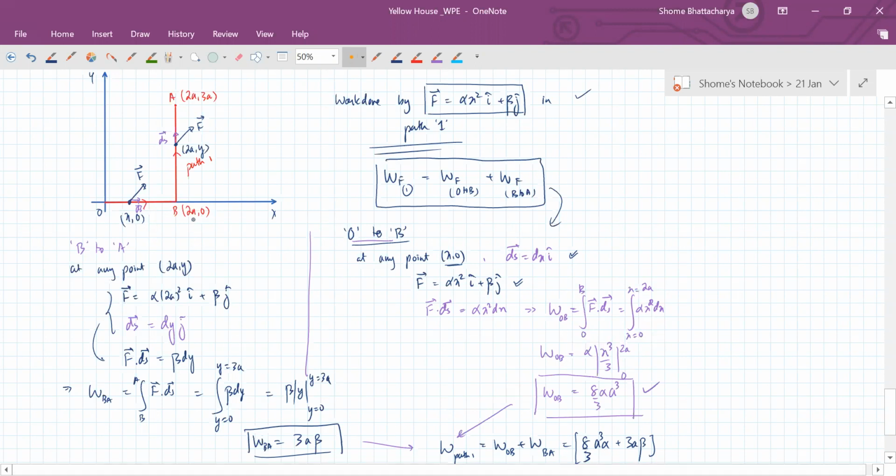Now repeat that same process from B to A, where it's going along the vertical line. So the x coordinate is fixed at every point, but the y coordinate is varying between 0 and 3a. So substitute these coordinates in the formula of the force. This is the value of the force, and substitute the displacement as along the y-axis, so it is dy j cap. So F dot ds now becomes this quantity here. So again, F dot ds has to be integrated from B to A.